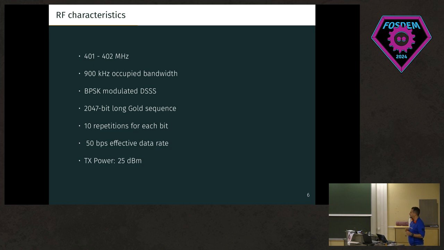The bandwidth that SIDLOC uses is around 1 MHz, and it transmits a BPSK signal that is generated by a direct sequence spread spectrum system. We use Gold codes. I don't know if some of you are familiar with them. They have excellent cross-correlation properties. More precisely, we repeat the Gold sequence 10 times. It has to do with the decoding procedure. That's why the repetitions. And the effective rate is only 50 bits per second.